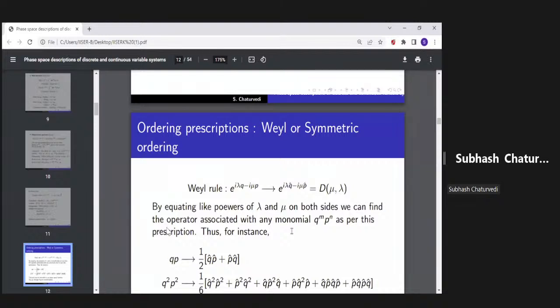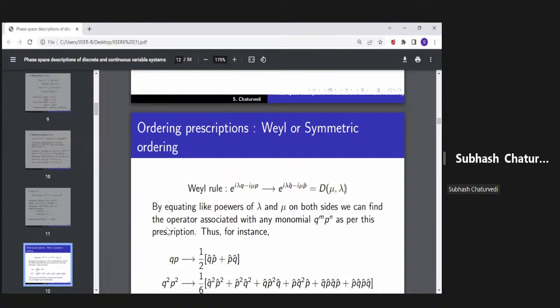Now the Weyl rule is: you start with the exponential function of q and p as given here, with lambda and mu being some parameters taking values from minus infinity to plus infinity. And the rule is that you replace these q's and p's by the non-commuting operators, q hat and p hat. Or in other words, this exponential function of q and p goes over to this displacement operator D(mu, lambda) on the phase space.